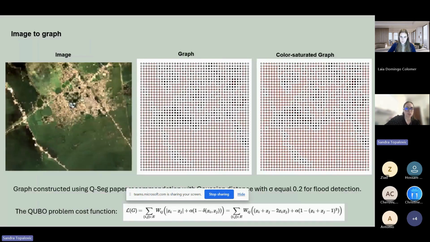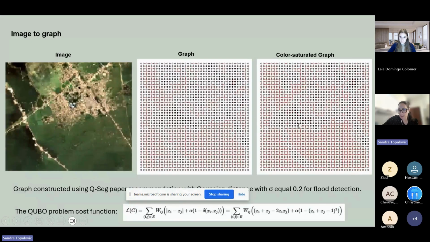Again, as I mentioned, I went from the image to the graph. And here, because I could not really see properly, I tried to color saturate this graph to better see these edges and these two different classes.